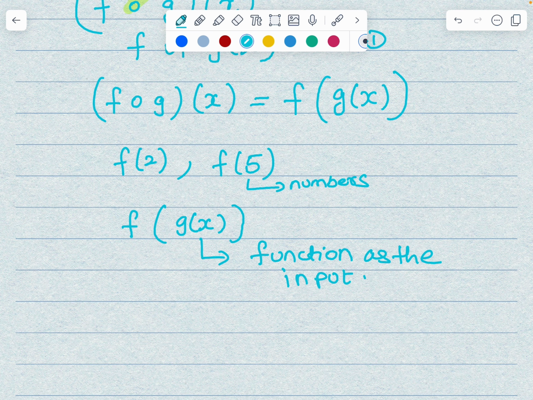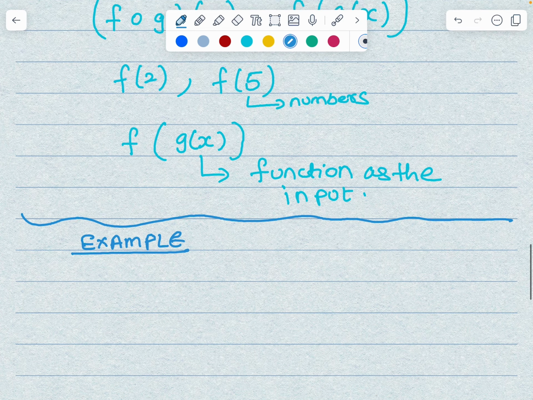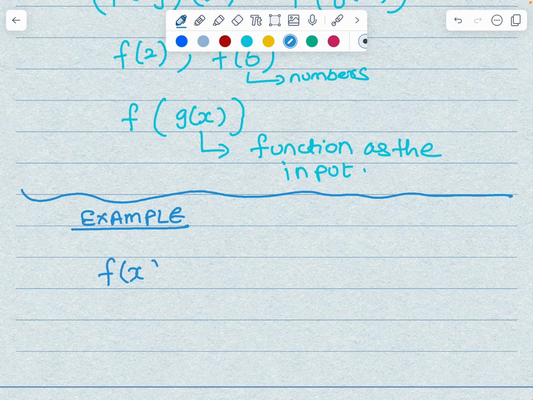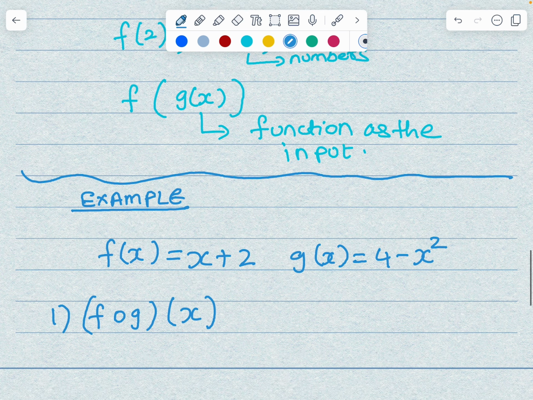So let's look at an example now. So let us say that f of x is x plus 2 and g of x is 4 minus x squared. Now I need to find out f of g of x. Let's do it one by one. So let's do f of g of x first.